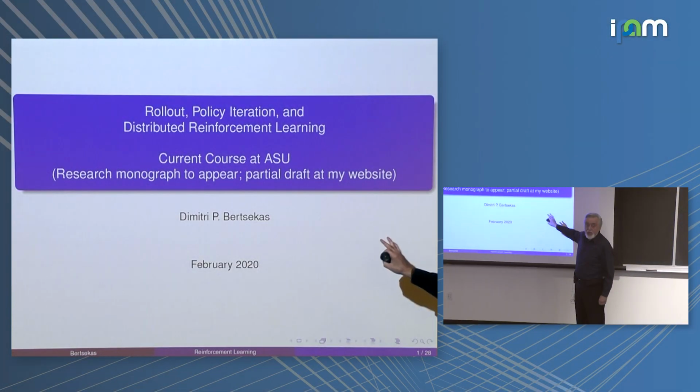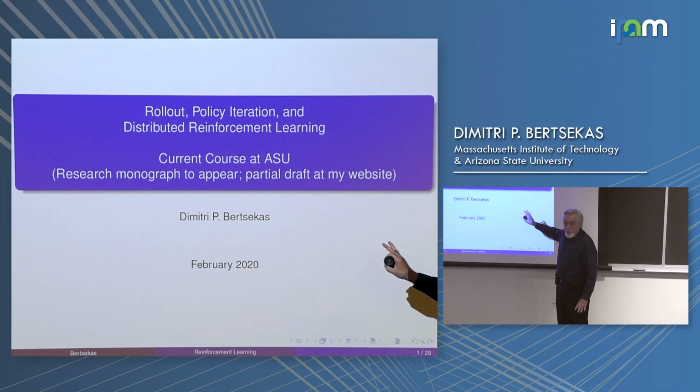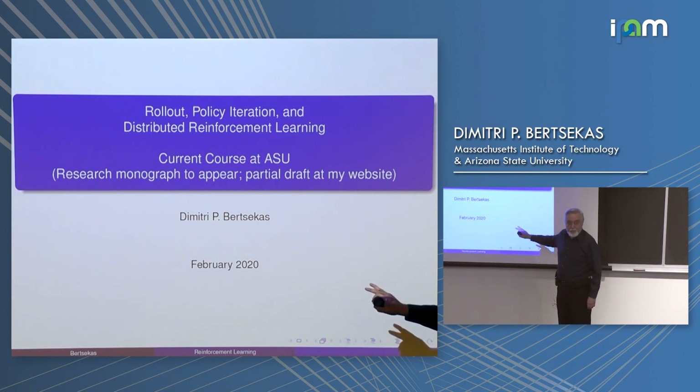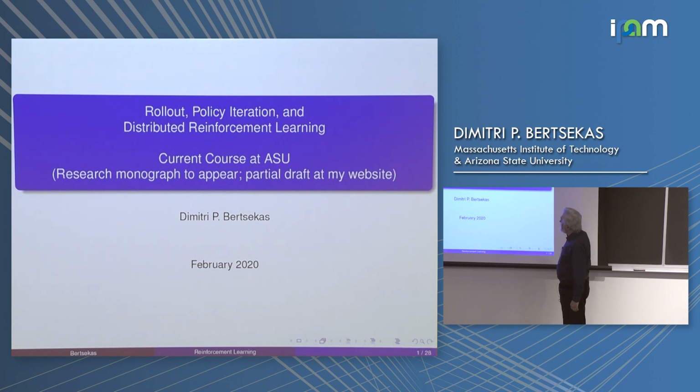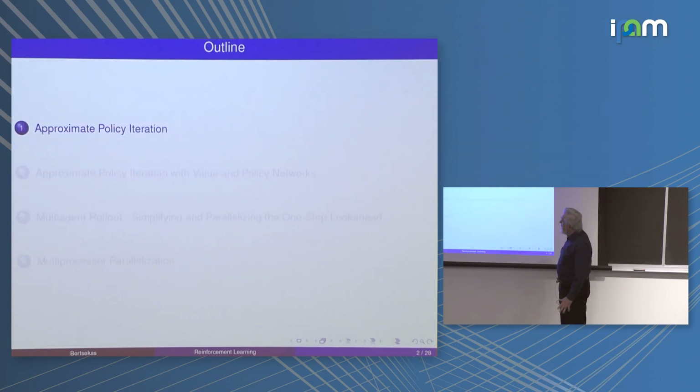A partial draft of this is at my website. It's not complete, but it's close, and it contains many of the ideas that I'm going to talk about today. And so here's an outline. This deals mostly with approximate policy iteration.